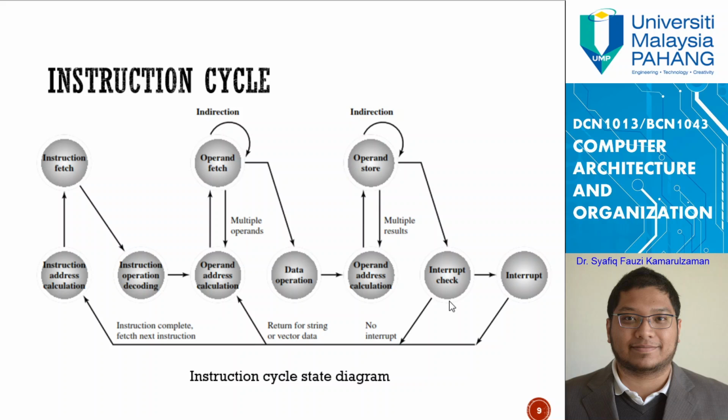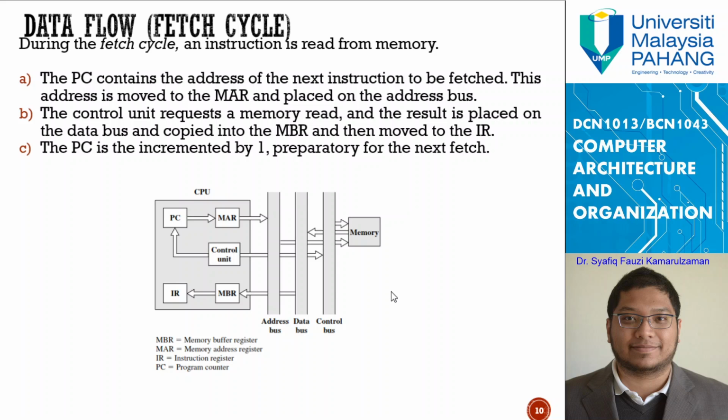So if you look at the instruction cycle here, we start with instruction fetch, and then you have instruction operation decoding, operand address calculation, operand fetch, data operation, and then operand address calculation, operand store, interrupt check, and then interrupt. So these are the instruction cycle stages that we have inside your CPU.